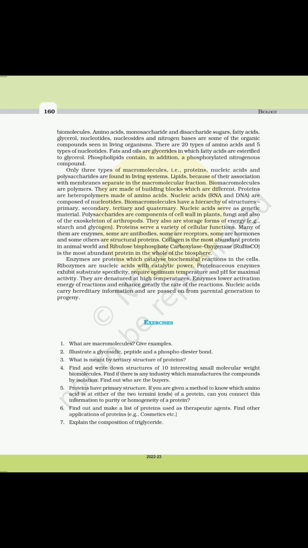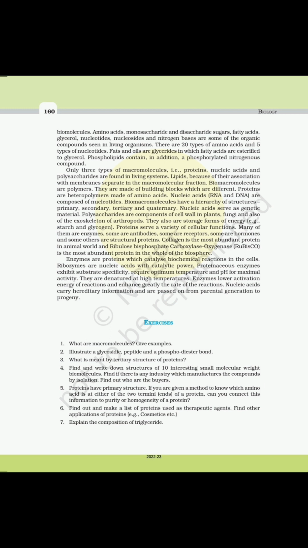Fats and oils are glycerides in which fatty acids are esterified to glycerol. Phospholipids contain, in addition, a phosphorylated nitrogenous compound. Only 3 types of macromolecules, i.e., proteins, nucleic acids and polysaccharides, are found in living systems. Lipids, because of their association with membranes, separate in the macromolecular fraction. Biomacromolecules are polymers. They are made of building blocks which are different. Proteins are heteropolymers made of amino acids. Nucleic acids, RNA and DNA, are composed of nucleotides. Biomacromolecules have a hierarchy of structures: primary, secondary, tertiary and quaternary.